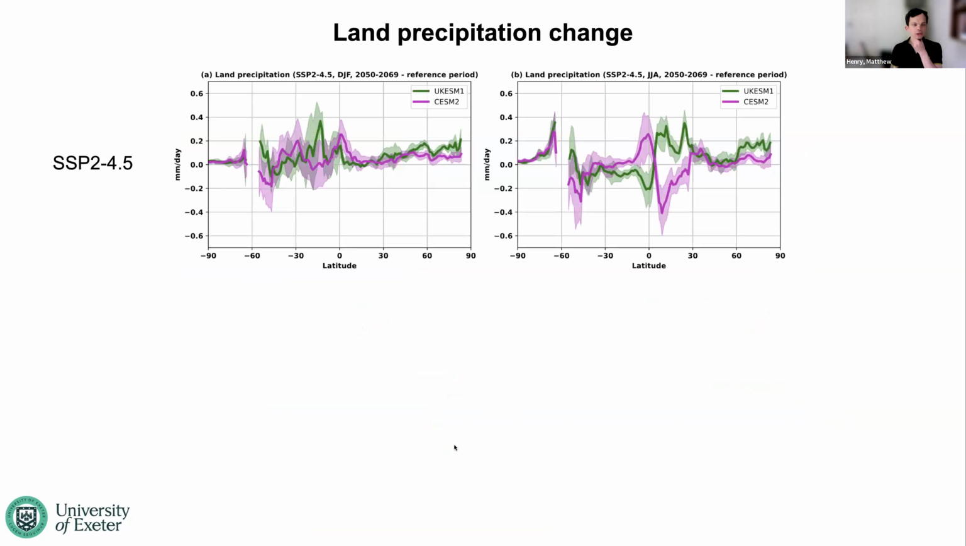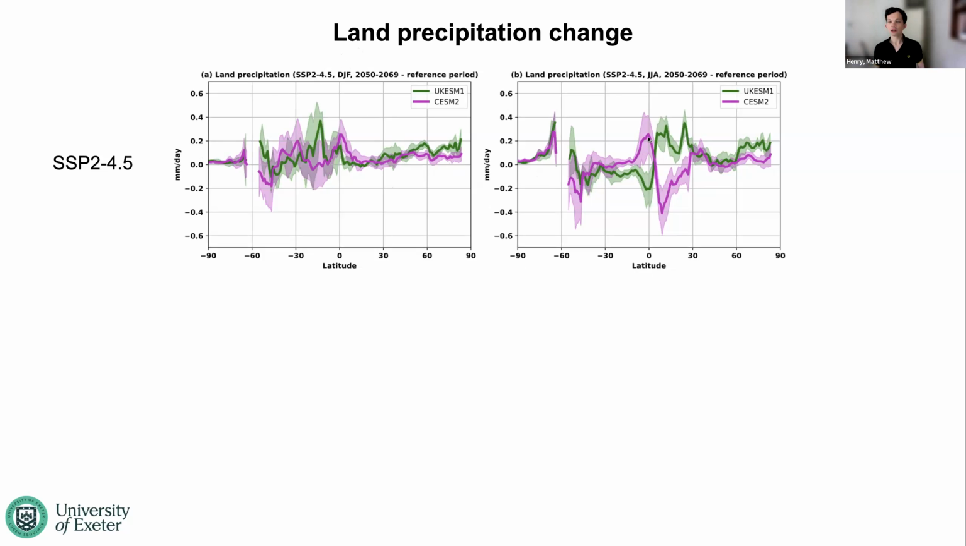And then the story for precipitation is a bit more complicated. I'm focusing here on the zonal mean precipitation over land, and I'll be separating out the seasons because that is quite important for tropical precipitation. On the left, I'll be showing the DJF, just December, January, February, and on the right, June, July, August. And the top row here is the SSP245, so the warming scenario.